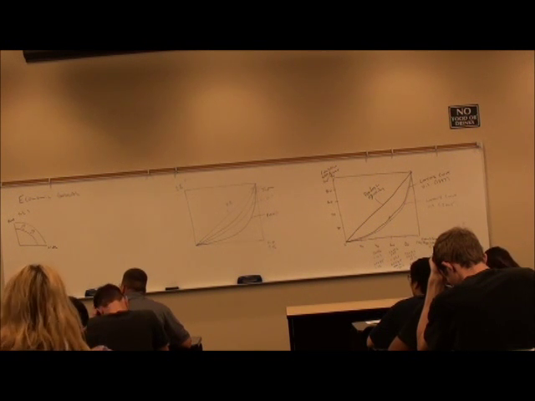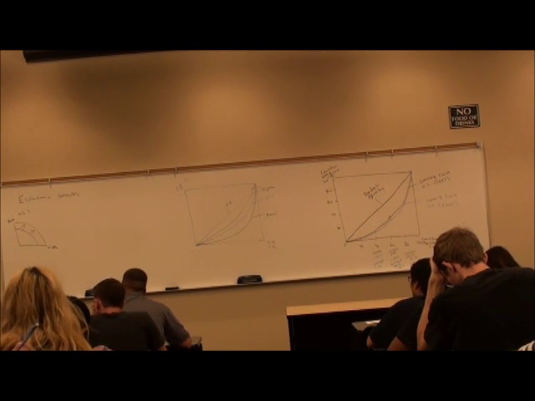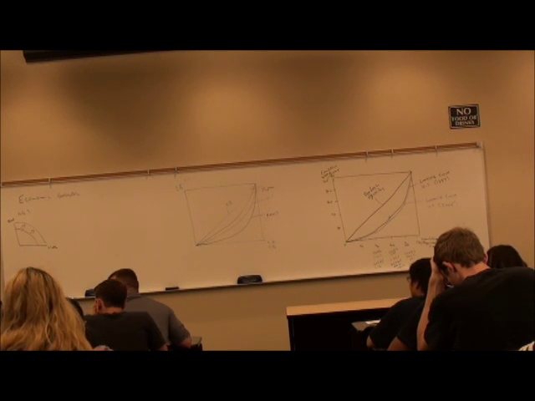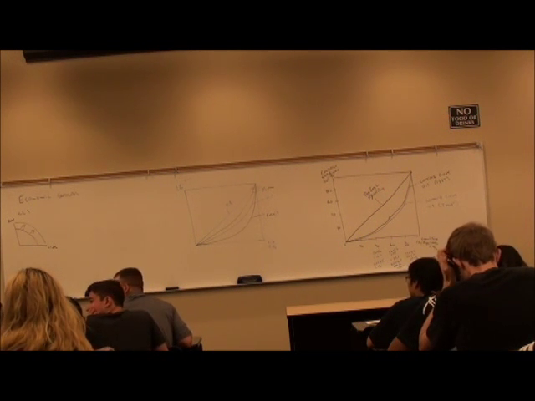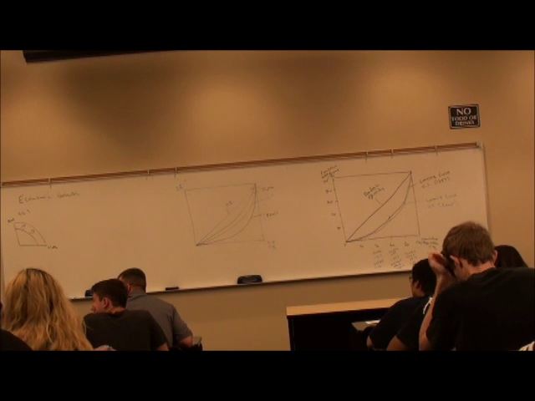So I have a question. How can I shift the production possibility curve out? There are two ways that we talk about.